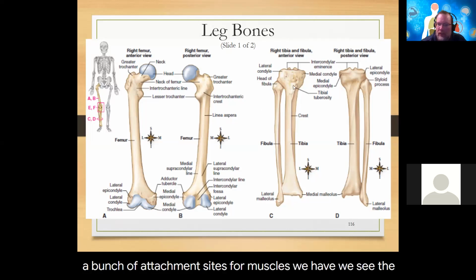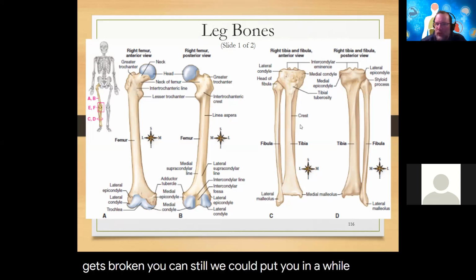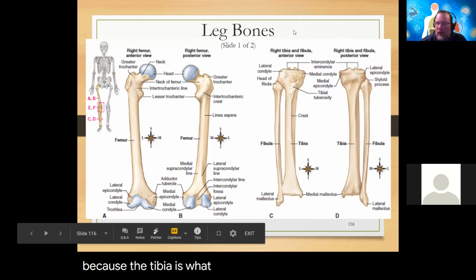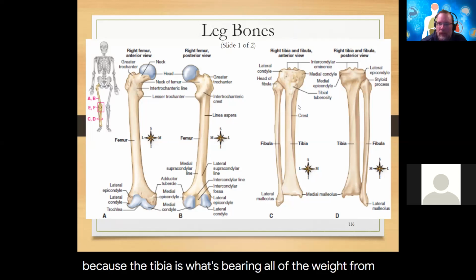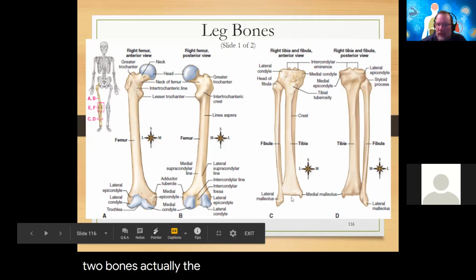Oh yeah, we see the tibia as the shin, and the femur articulates with the tibia. And we don't see the fibula over here. It's kind of off to the side. So folks who break a fibula, again, this is lateral. This is the outer aspect or lateral side of your lower leg. If that bone gets broken, we could put you in a walking boot because the tibia is what's bearing all of the weight from the rest of the body. Well, the tibia between these two bones, actually the talus and the calcaneus down here in your tarsals, they bear most of the weight, your ankle bones.